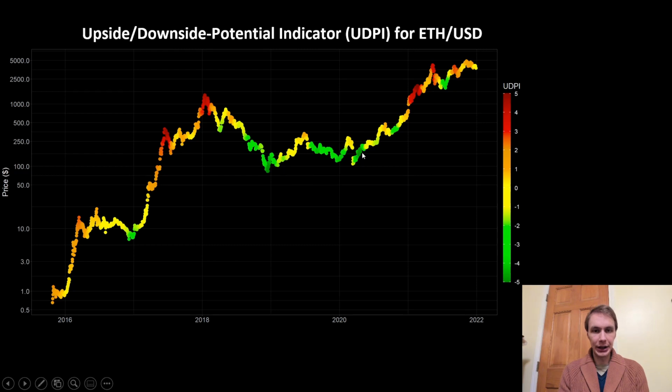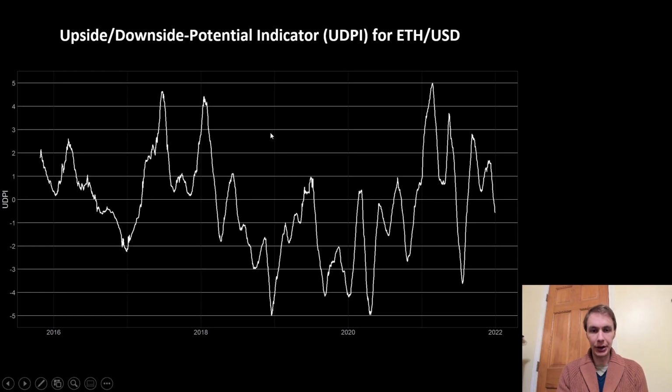And you can see that this indicator does a good job of identifying these low risk and high risk times in Ethereum's history. Now, one thing I think is interesting about Ethereum relative to some of the other assets that we have UDPI indicators for is that Ethereum seems to like to spend quite a bit of time in these higher risk areas. We can see this more clearly if I show just the raw output of the model. You'll see a lot of time gets spent above zero.